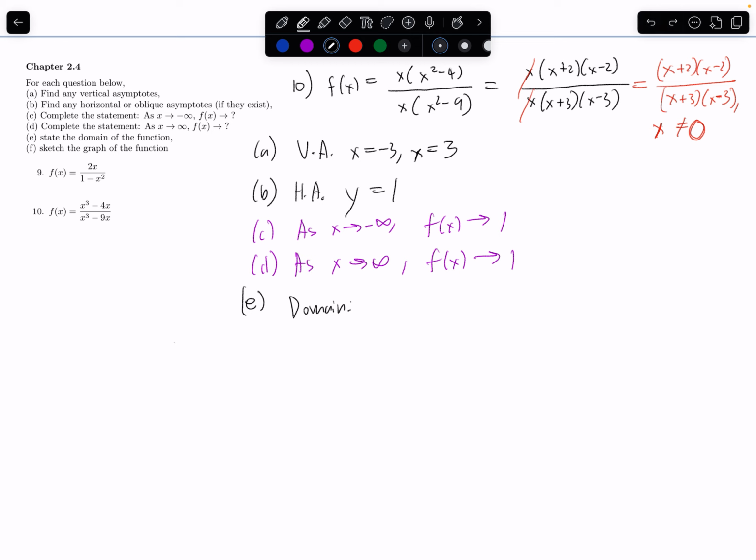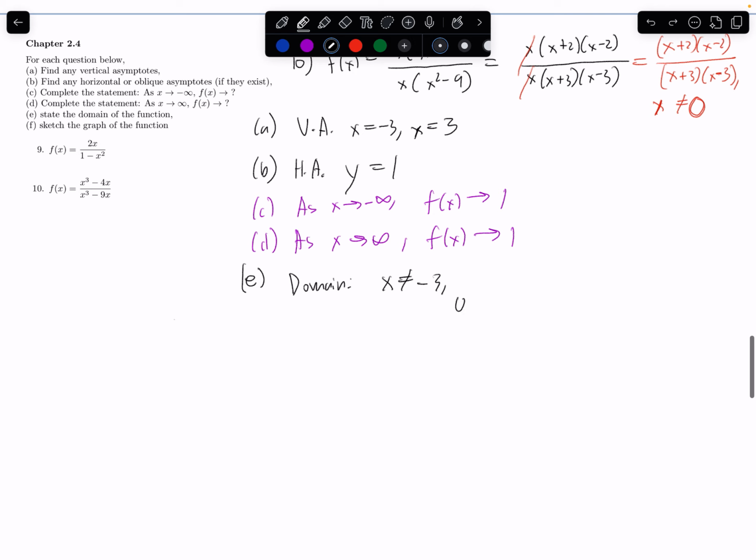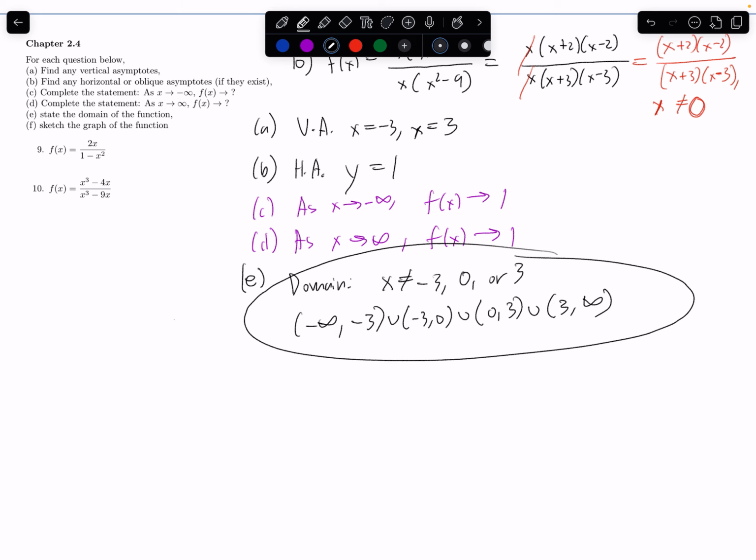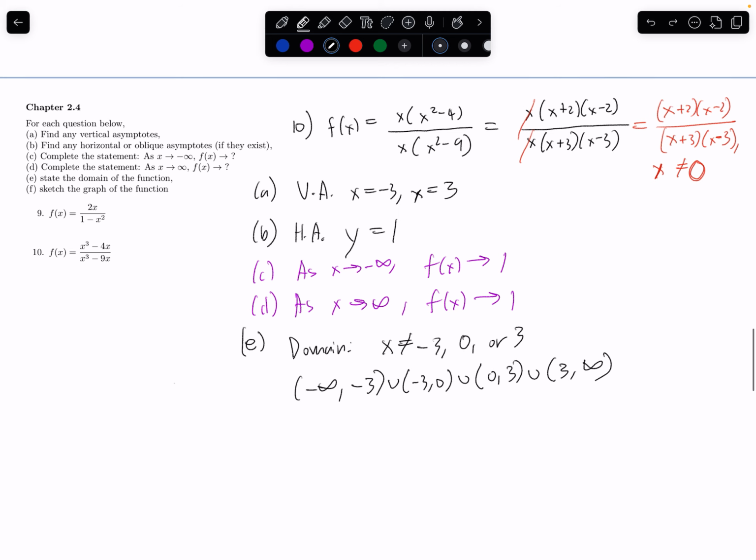So, easy way to say this is just to say x cannot be -3, 0, or +3. If you want to write it as interval notation, -infinity to -3, union with -3 to 0, union with 0 to 3, union with 3 to +infinity. So 2 different ways of saying the same thing in letter E. Okay, so one or the other means the same thing. Okay, letter F. Okay, we're on to sketching.